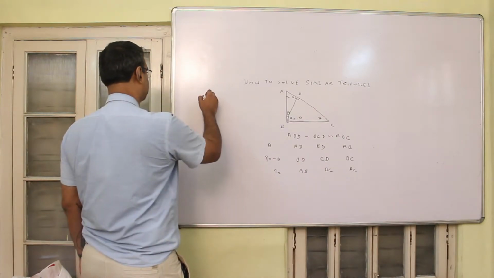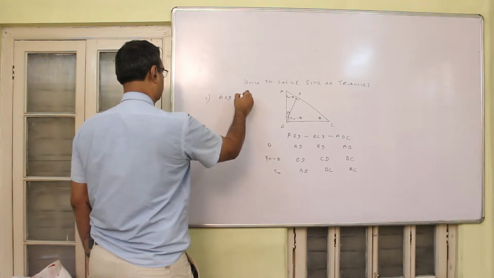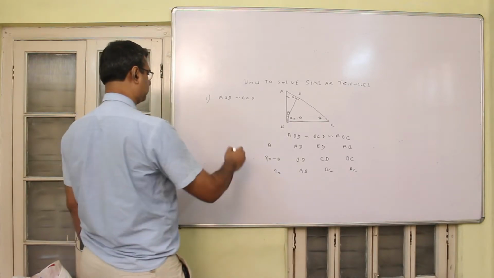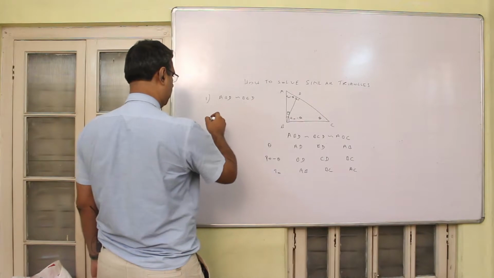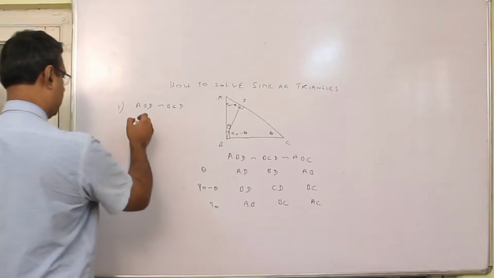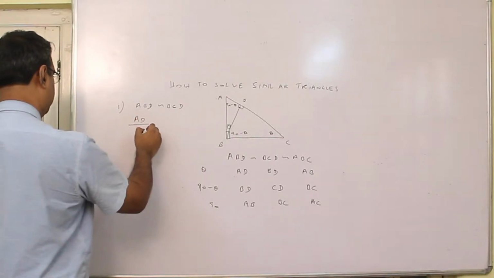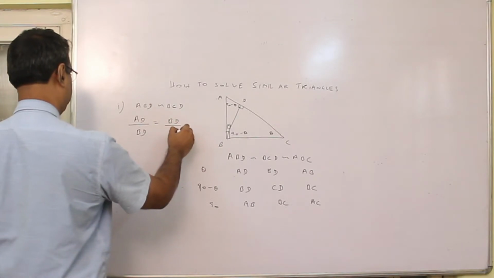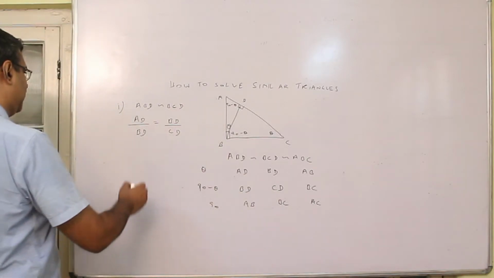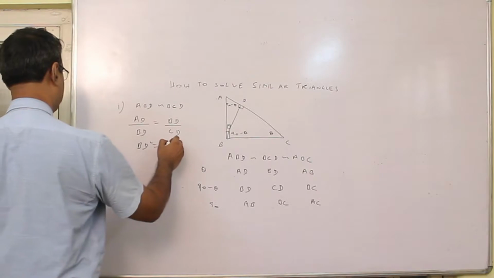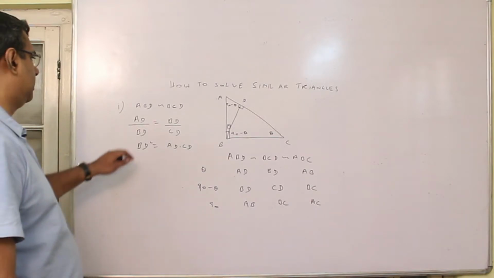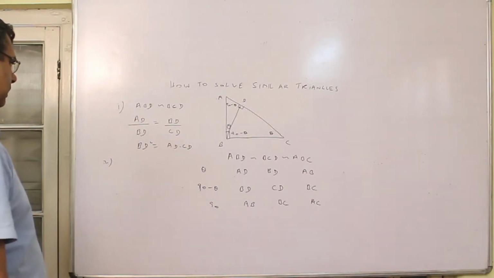Now we can take similarity two triangles at a time. Suppose we take ABD and BCD, then we can say that AD by BD is equal to BD by CD. So this gives us a very important relation: BD square is AD into CD. By taking similarity of ABD and BCD, we got this relation.